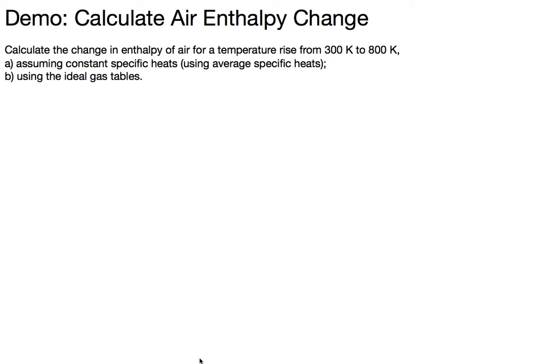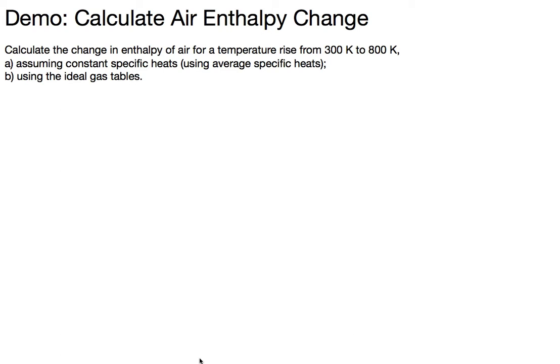Okay, in this demonstration, we're going to show how to calculate the enthalpy change of air. The problem is to calculate the enthalpy change of air for temperature rise from 300 Kelvin to 800 Kelvin. And we're supposed to use two different approaches. One is to use the constant specific heat, or to use the average specific heat. The other approach is to use the ideal gas property table.